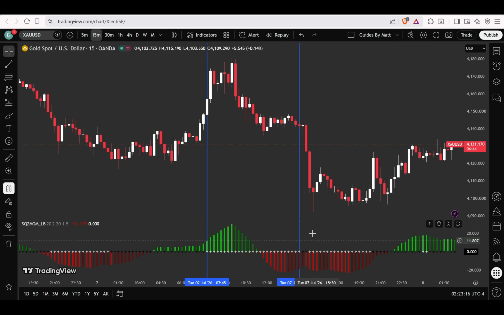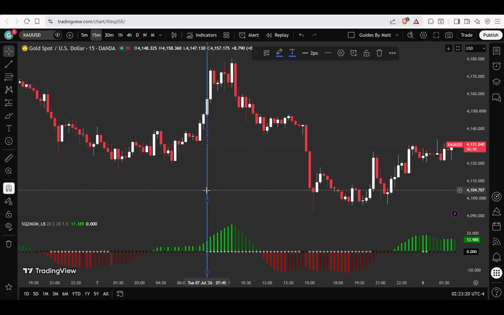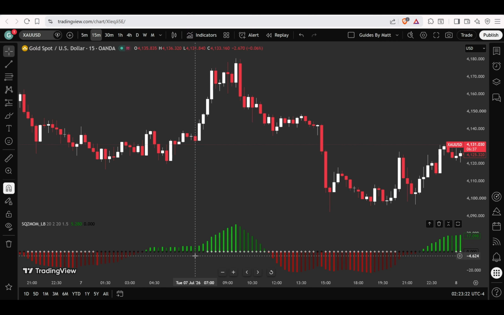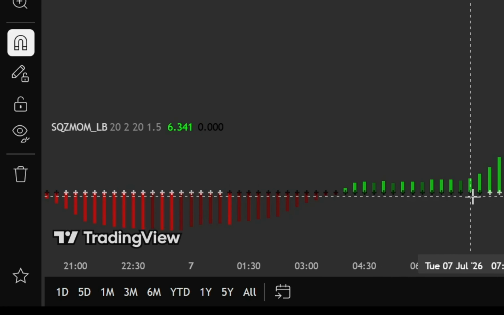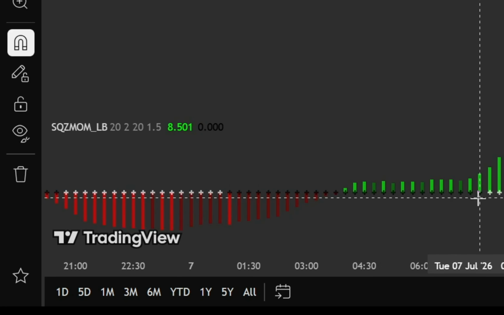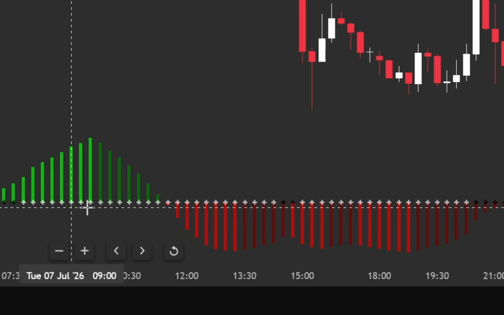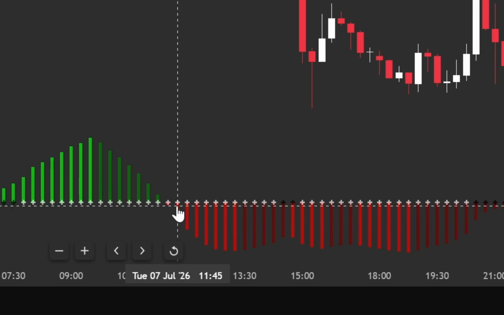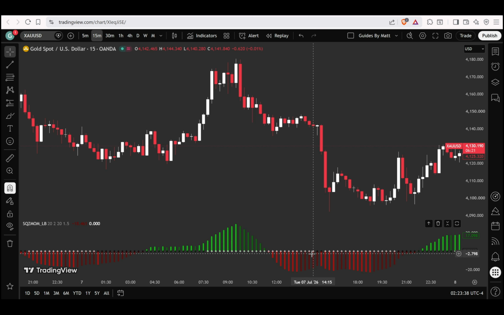You read this indicator by looking at two primary visual components, the crosses on the zero line and the colored histogram. The crosses indicate the squeeze state. Black crosses mean the squeeze is on, indicating a period of low volatility and consolidation. Gray crosses mean the squeeze is off, signaling that a volatility breakout is underway. The histogram bars show the momentum.